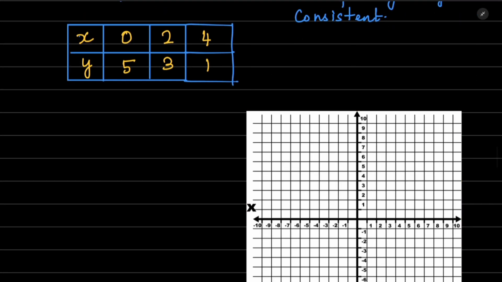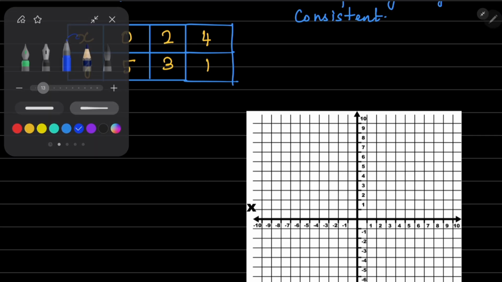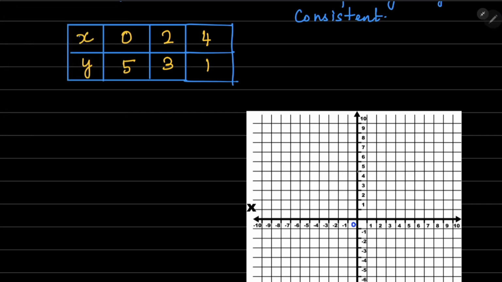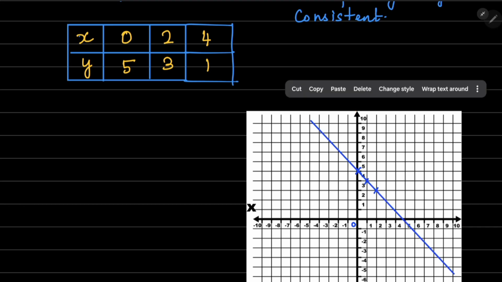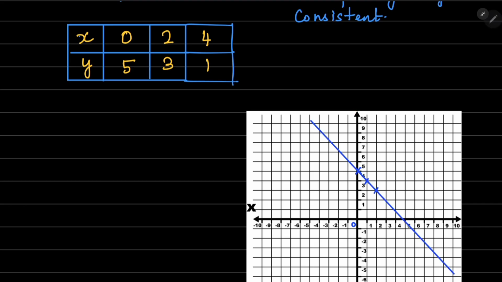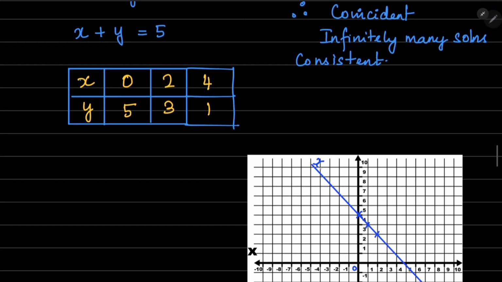The first point is 0, 5. Where is this? 0, 5 is this, 3, 4, 5. Okay, 0, 5. 2, 3 is here, and then 1, 4 is here. So let's draw a straight line passing through the 3 points. Okay, and let's write what is the equation. x plus y equal to 5.